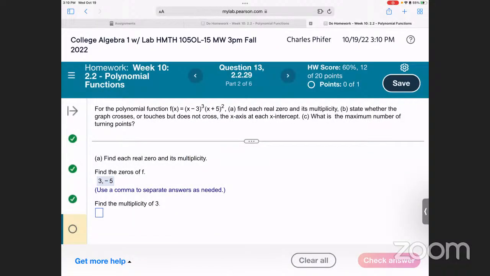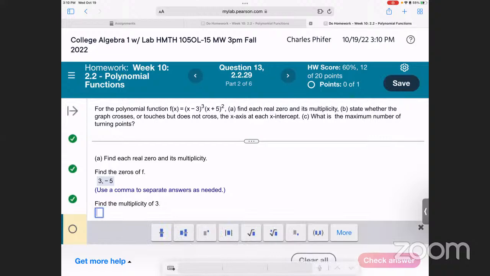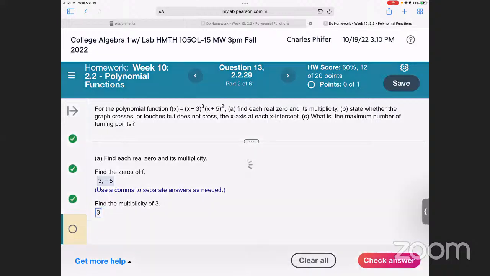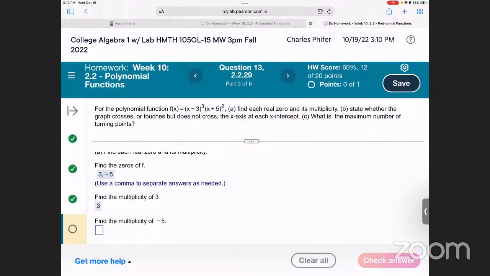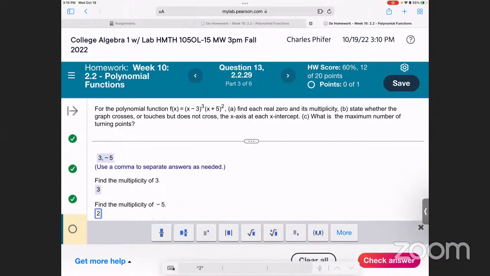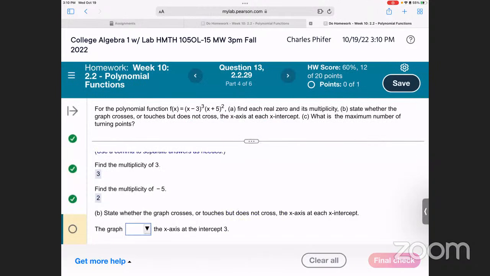The multiplicity of 3, right? The power on the factor for x is 3 is 3, so that multiplicity is 3. The multiplicity of -5 is 2 because the power is 2. So when x is 3, because it has an odd multiplicity, that means it's going to cross the x-axis.